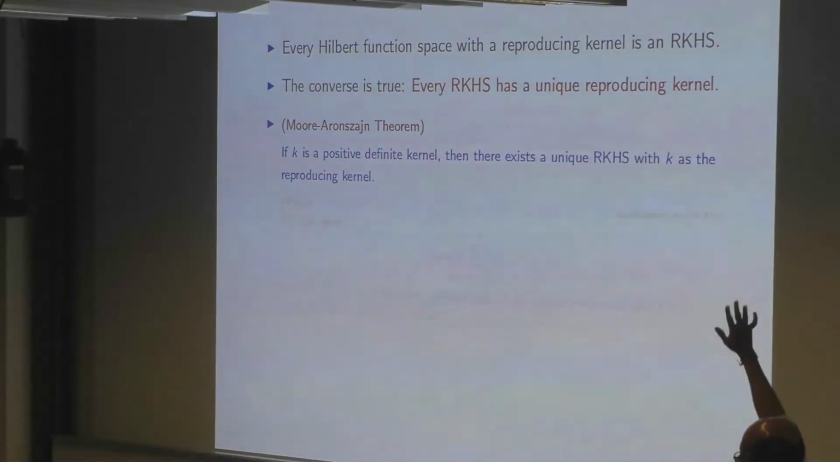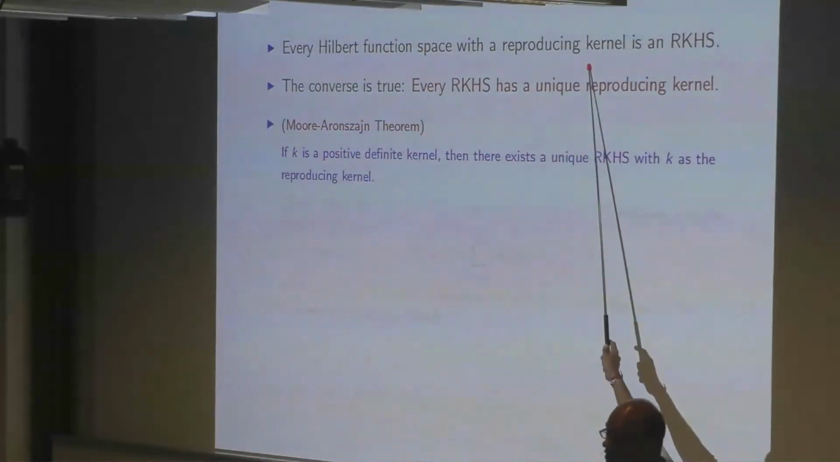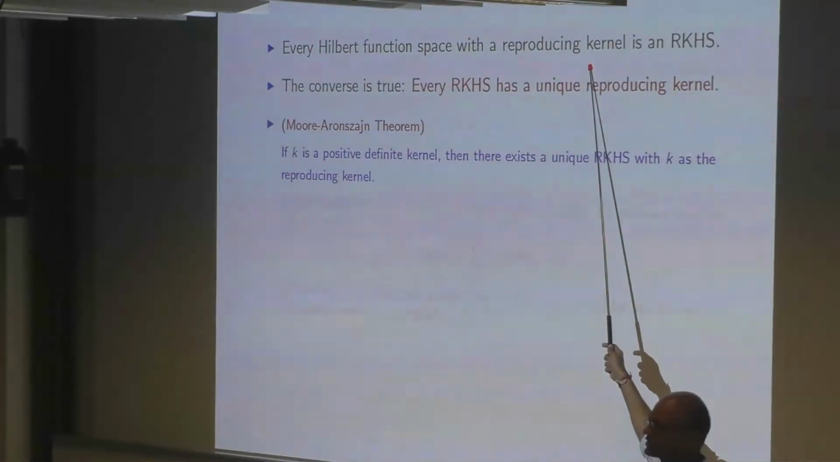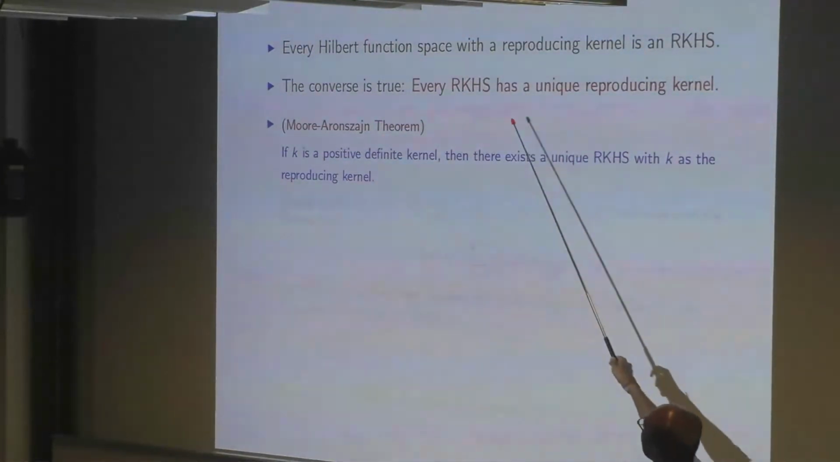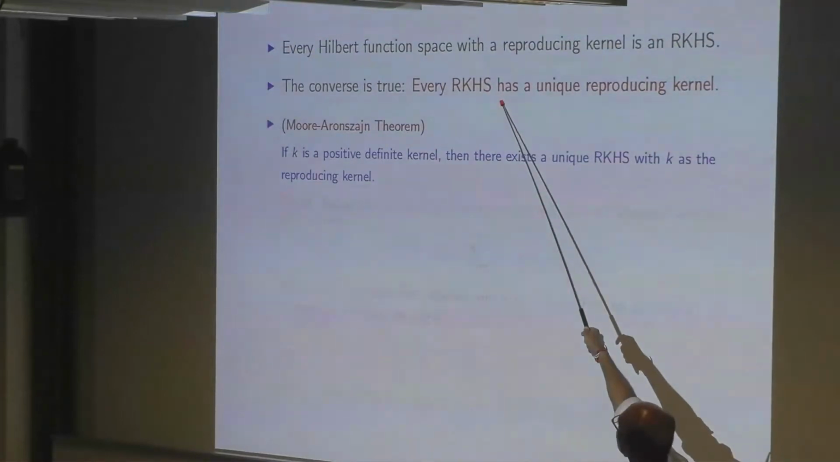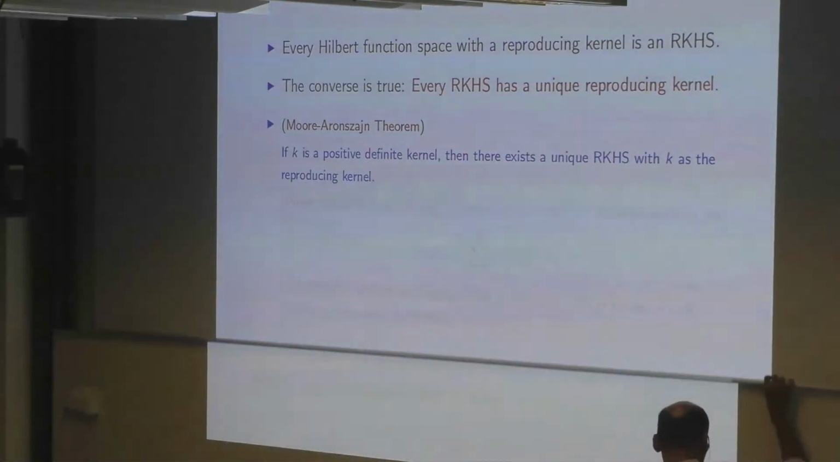Okay, so this essentially is the real quick summary of RKHS. What this is telling is, if I have a Hilbert space with a reproducing kernel, it is an RKHS. This is by definition, right? The converse is also true. So what is the converse? The converse is that every reproducing kernel Hilbert space has a unique reproducing kernel. Okay, so this is critical.